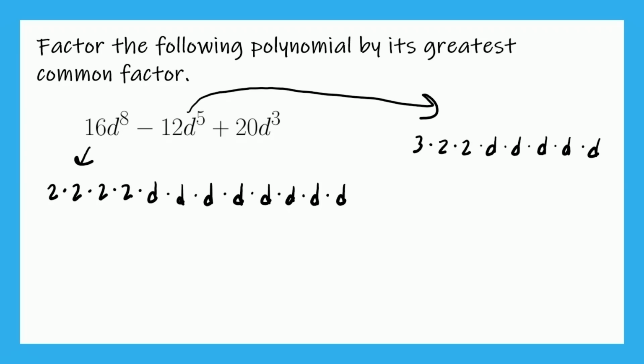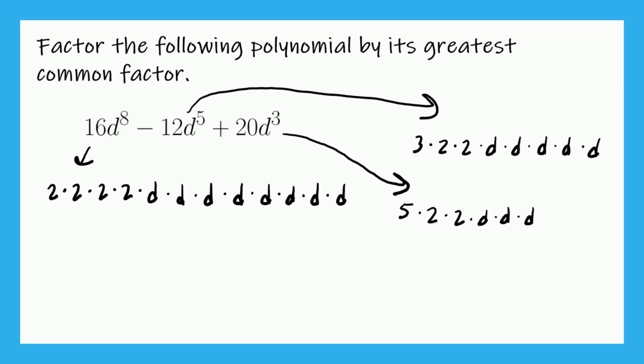Now let's do the same thing with 20d to the 3rd. We'll do it right down here. So 20d to the 3rd, completely factored, will be, let's see here, 20 is 5 times 4, and 4 is 2 times 2. So 20 as a prime factorization will be 5 times 2 times 2. And then this time we have d times d times d. Okay, now we have completely factored each of these terms.